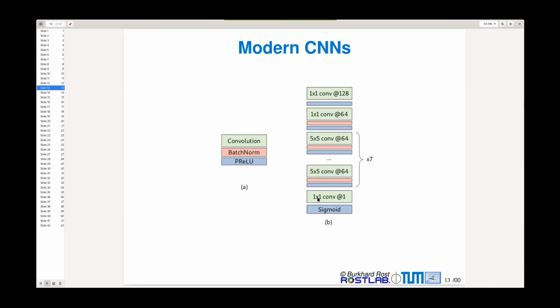In this case, this would be a one-by-one convolution again with just one channel. And we go into a sigmoid, and this would be what you use for contact prediction, where we just have one output layer, which is the probability of the two residues being in contact.